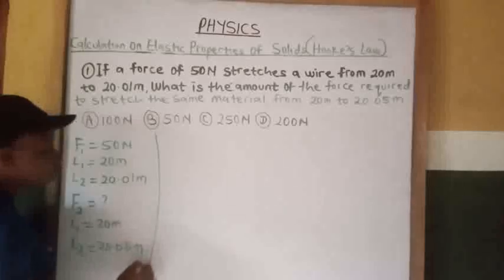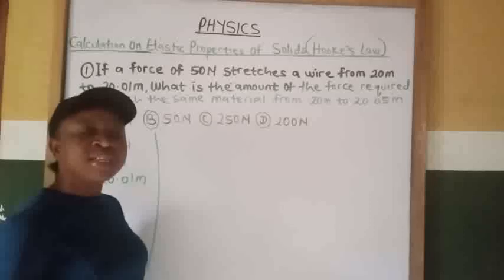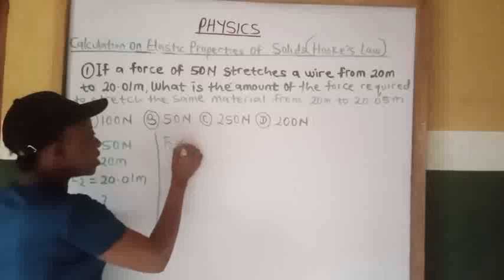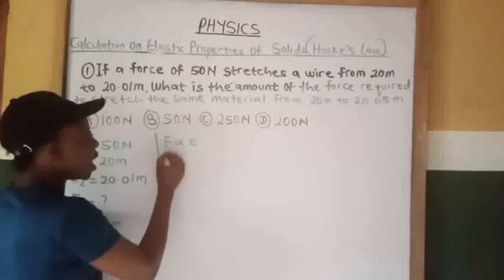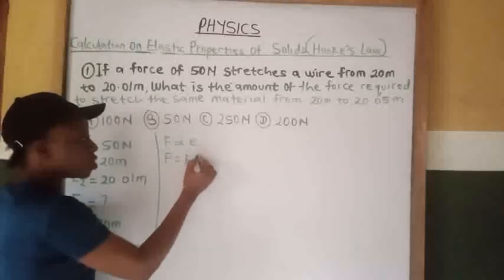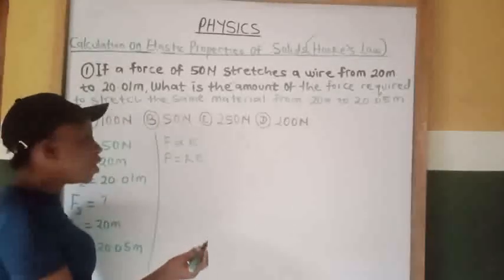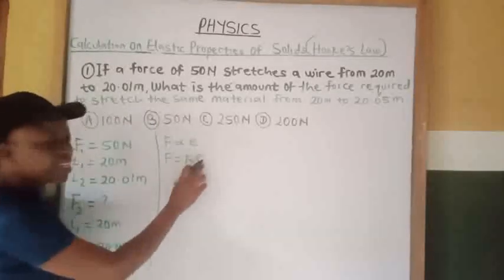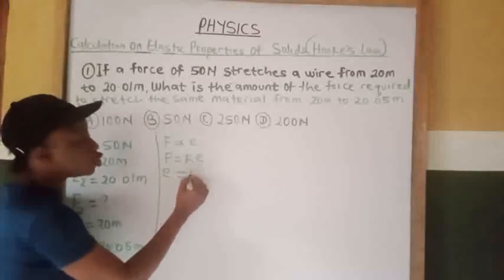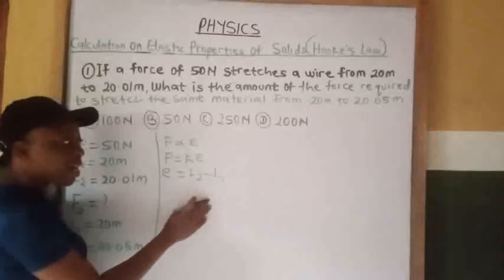Now, Hooke's law states that the force applied on an elastic material is directly proportional to the extension. So therefore, F is directly proportional to E. So F equal to, our sign of proportionality will change to constant K, so F equal to K E. K is our force constant. Then E is our extension. To calculate extension, it equals change in length, that is the final length minus the original length.